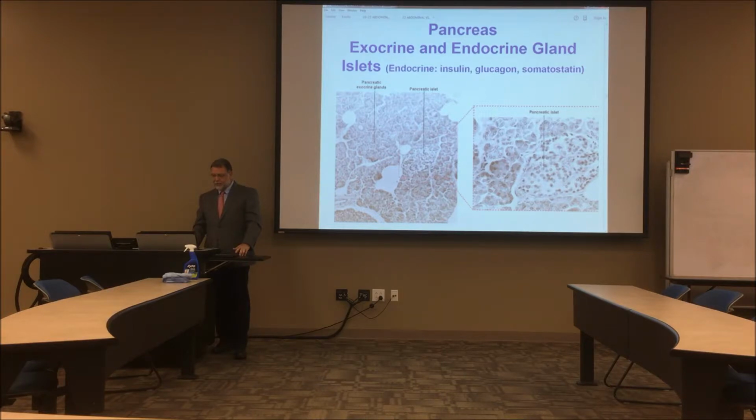Microscopic view of the pancreas or pancreatic tissue. Some islets that you can see here, and the exocrine glands. See the difference from one to another. And the pancreatic islet is where the insulin, glucagon, and somatostatin hormones are produced.